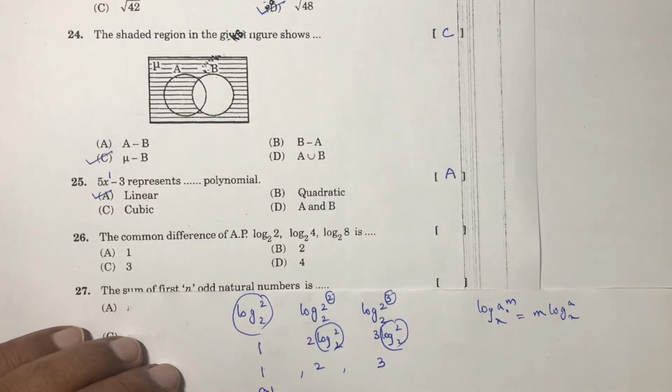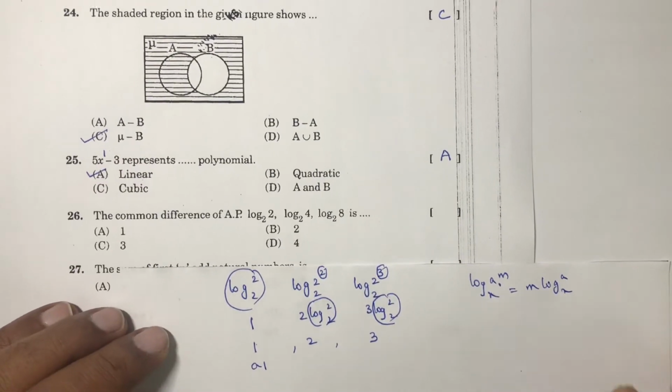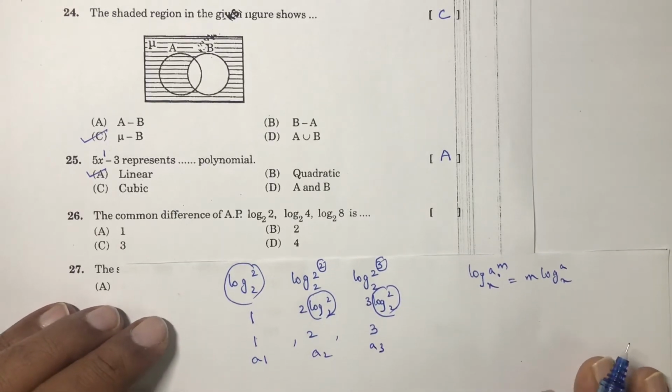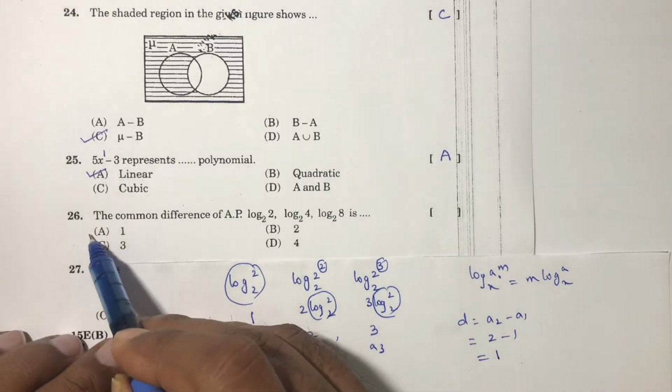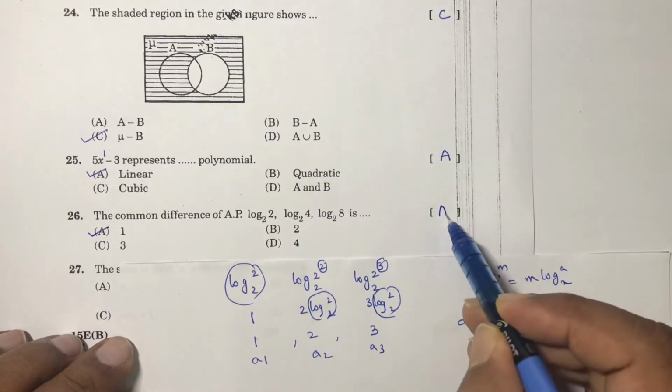Now this is the first term, second term and third term. So the common difference will be a2 minus a1, 2 minus 1, which is 1. So the common difference is 1. So the correct option is A.